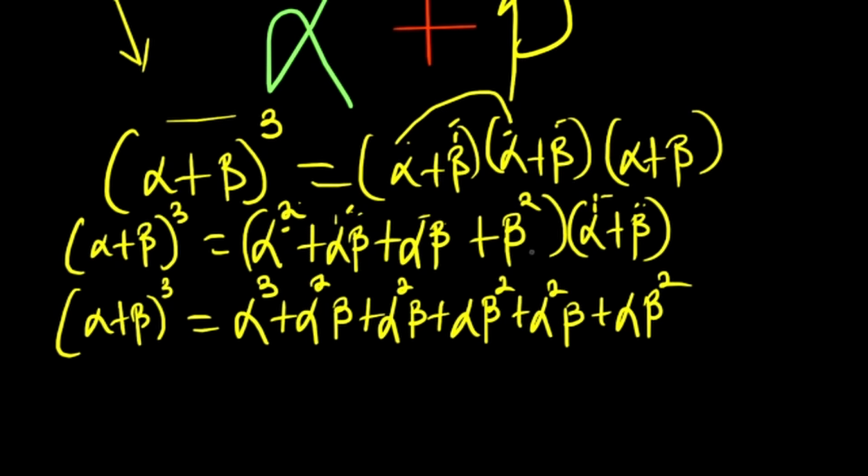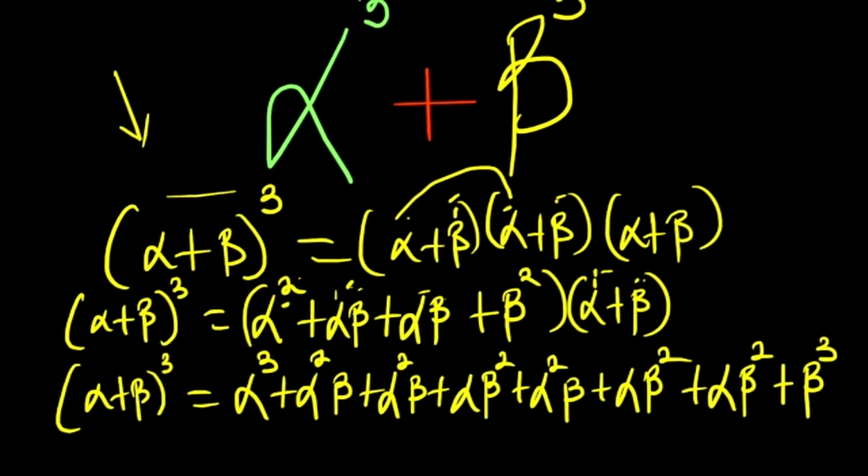Next up, let's multiply the beta with all we have in the other bracket. Beta squared times alpha will give you alpha beta squared. And lastly, beta squared times beta will give you beta to the power of 3. Okay, now we're done with expansion, right? Let's now collect like terms and see what we can get.